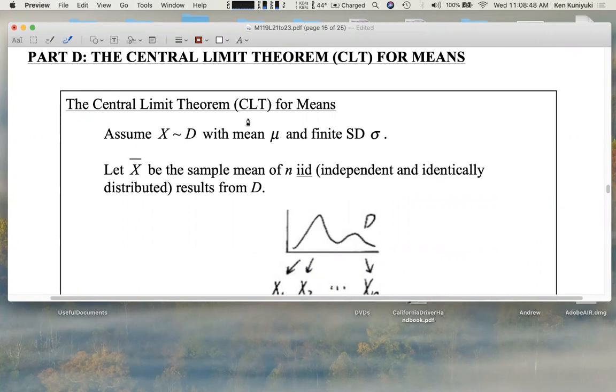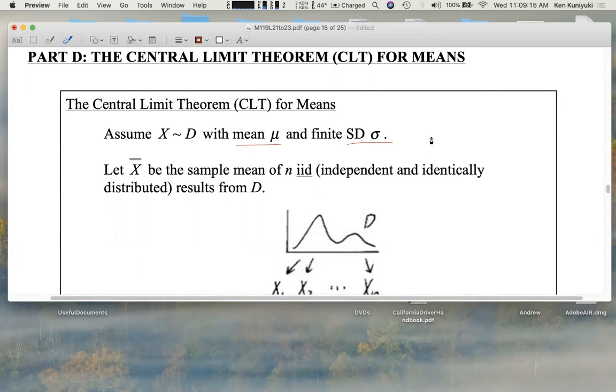The central limit theorem for means. Assume that X has some distribution D, the Big Daddy distribution. It was discrete uniform for one die. The mean is mu, the standard dev is sigma. That's the usual notation. We assume that sigma is finite, not infinite. Don't worry about that. So far, so good. The Big Daddy distribution is D, our old school notation. Mean mu, standard dev sigma.